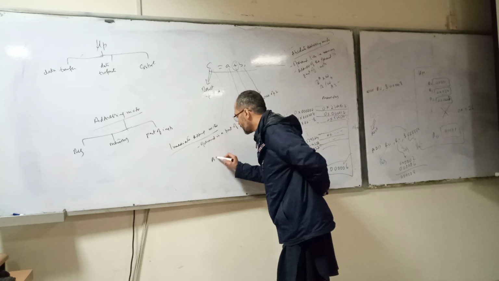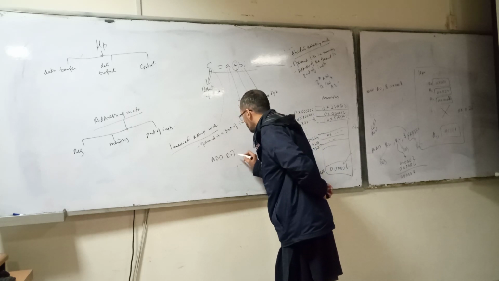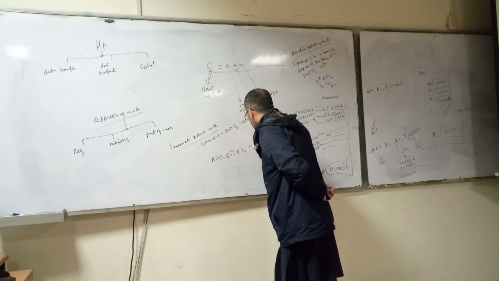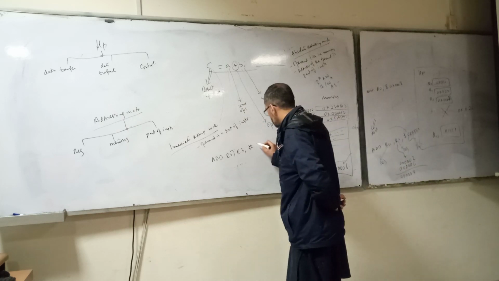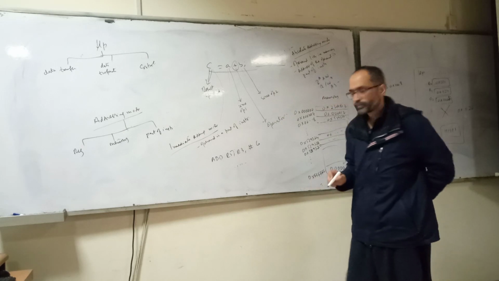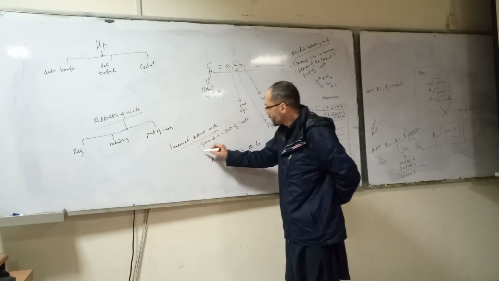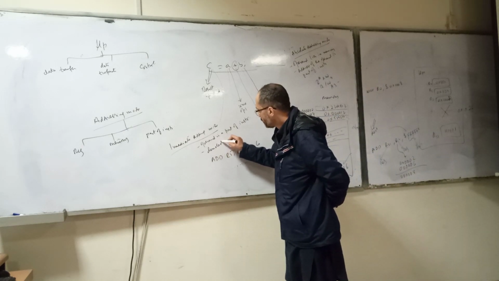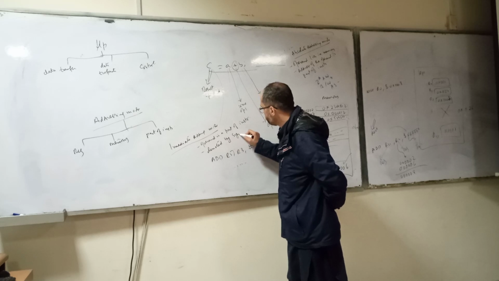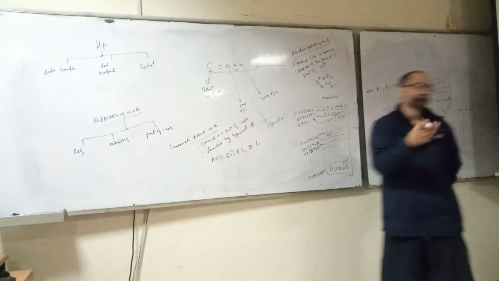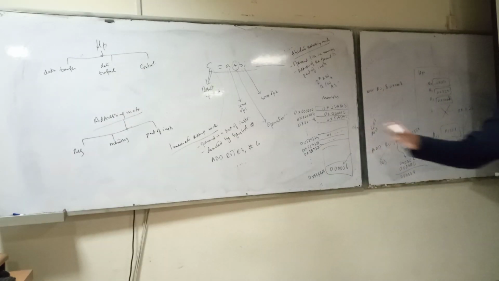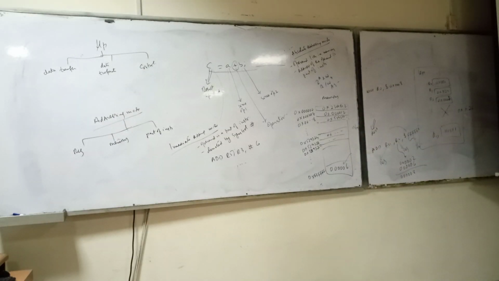Let us say ADD R5, R3, #6. The operand is a part of the instruction, denoted by the symbol hash. Whenever you use hash, it means it's immediate. In our architecture, maybe in different architectures it is different.